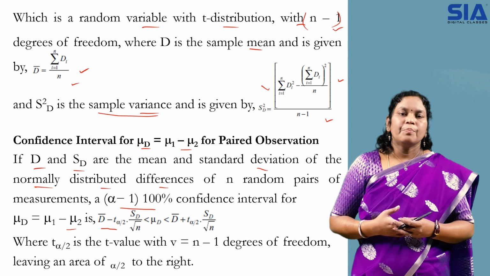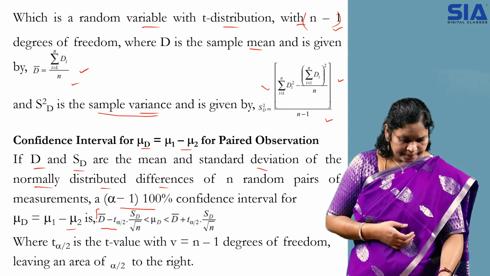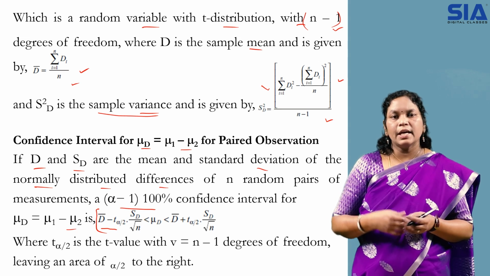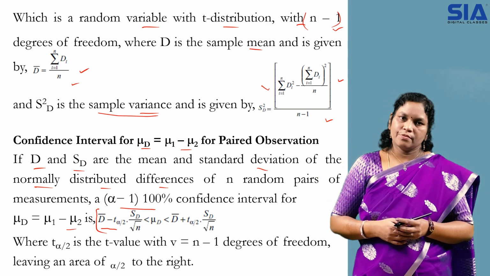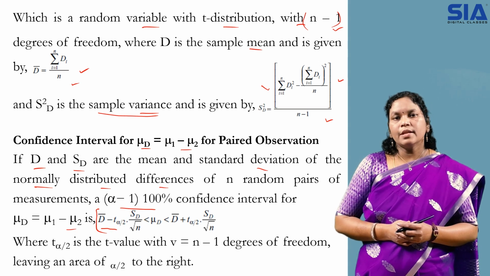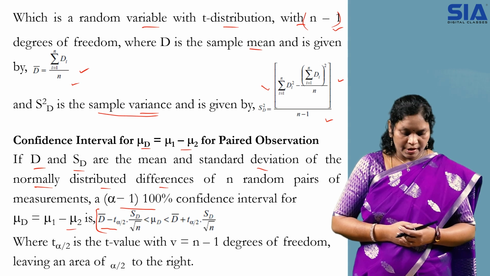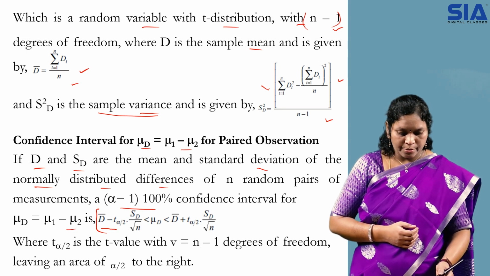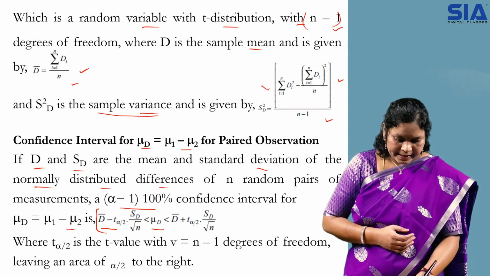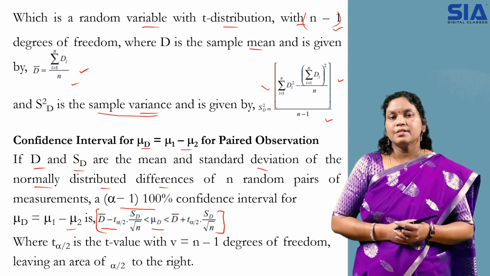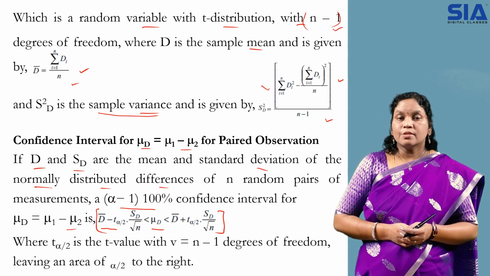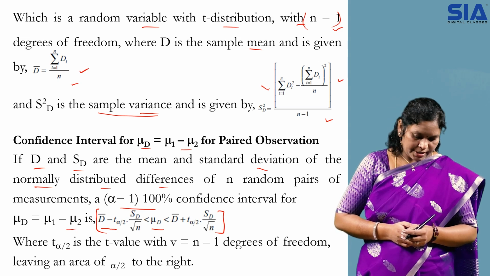So d bar is the mean we have. So d bar minus t alpha by 2, because it's a t-test we are considering, so we need critical values of the t-test. So t alpha by 2 into sd by root n, which is the standard error formula. So less than mu d, for mu d we are discussing this, less than d bar plus t alpha by 2 sd by root n becomes the confidence interval formula for the paired t-test. So this is the formula to obtain our confidence intervals.